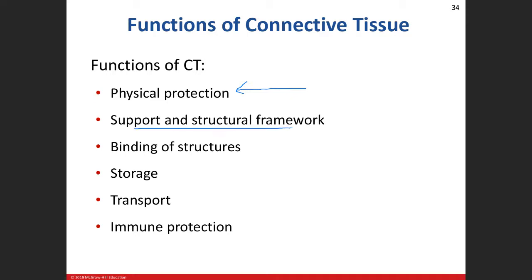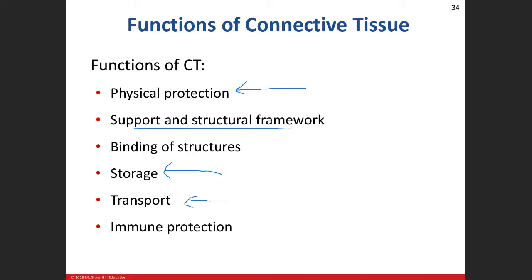Support and structural framework. Again, we can use cartilage. We can use dense regular connective tissue for ligaments and tendons. Binding of structures. Again, same thing. Dense irregular connective tissue, we'll see in the skin helps. Storage, adipose tissue. Perfect. Transport, that's going to be more of the fluid connective tissue, blood and lymphatic, which we're not going to talk about in detail in this course.